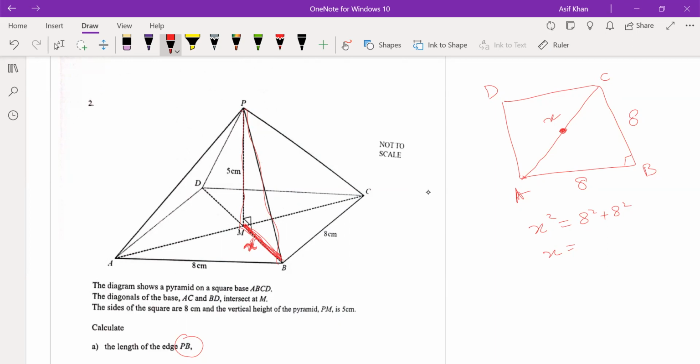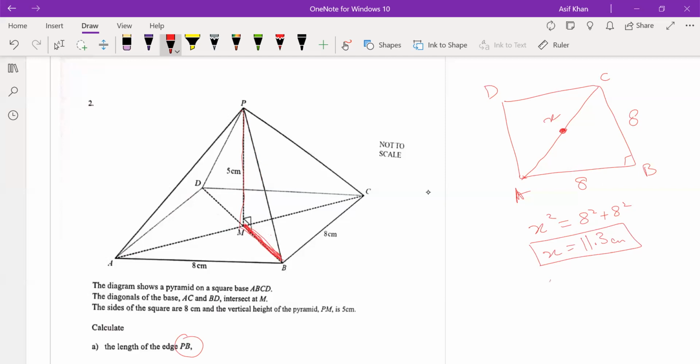Sir, 8 under root 2. In decimal, can you give me the value? Sir, in decimal it is 11.31. 11.3, okay, take one decimal place, 11.3 cm. This x, 11.3, is this length. You make it half or not? Or before making half? Sir, before making half. Okay, make it half also. 11.3 divided by 2. Sir, it is 5.6568.